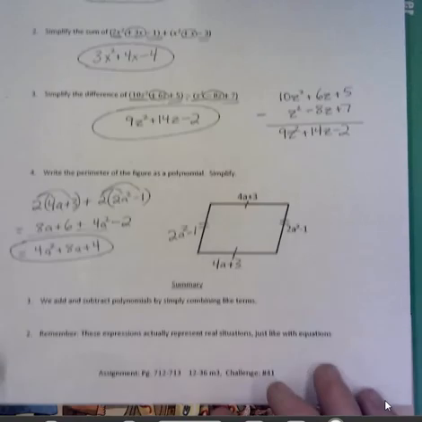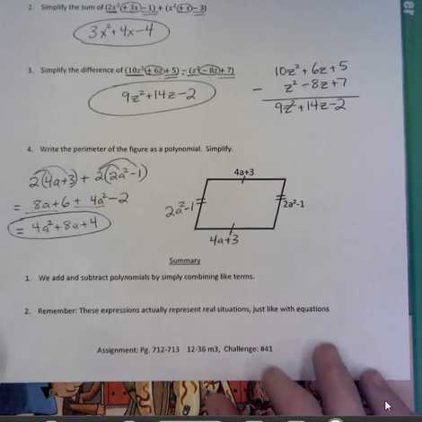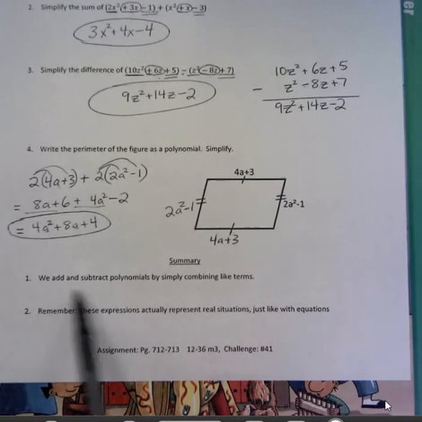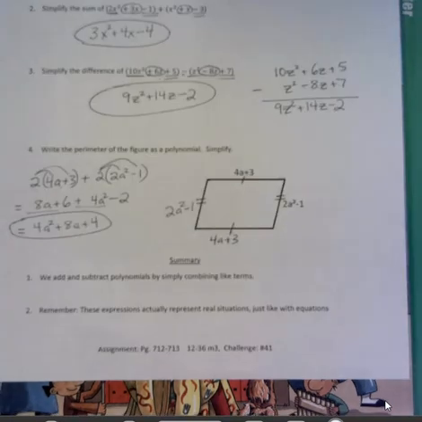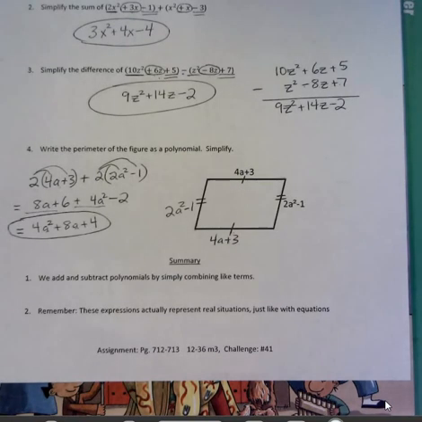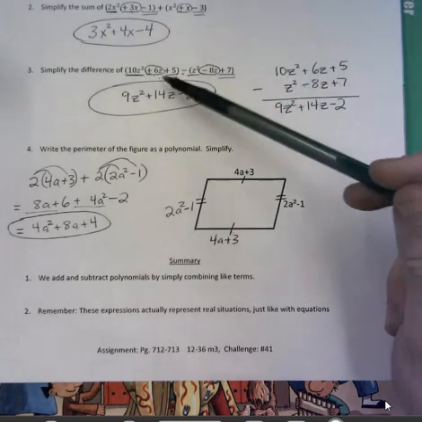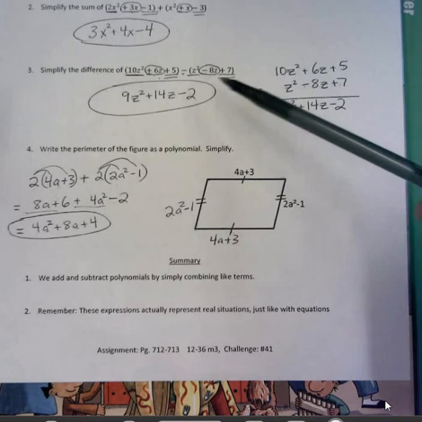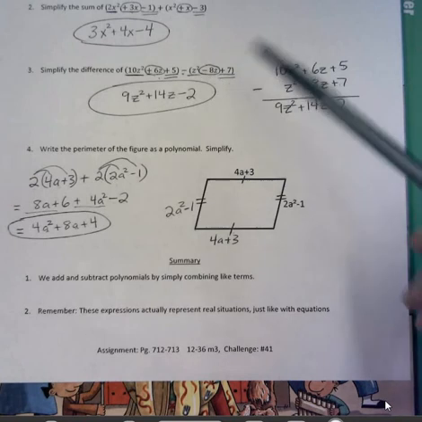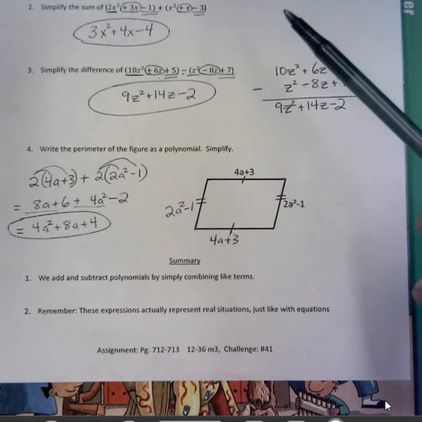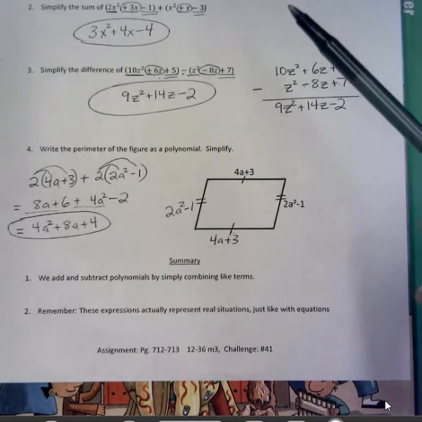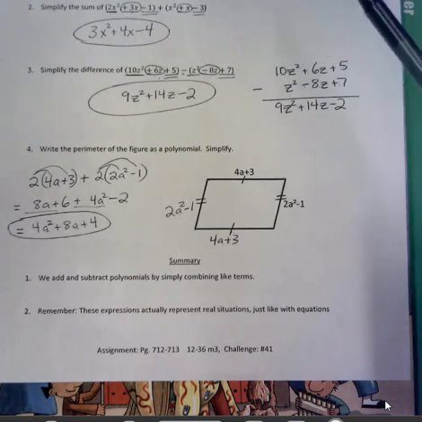Let's jump down to our summary real quick. Just please remember that when you add and subtract these polynomials, all we're doing is combining like terms. Piece of cake. And lastly, also remember that these polynomials, they just represent numbers. That's why we can add, subtract, multiply, divide, okay? Just like we're dealing with regular numbers.